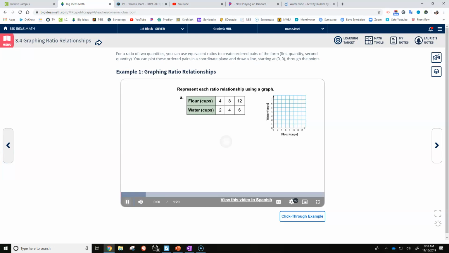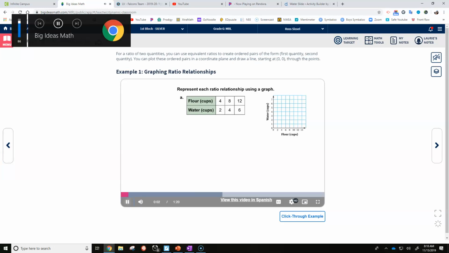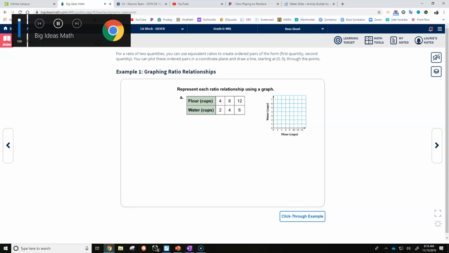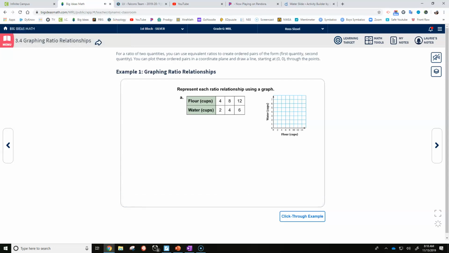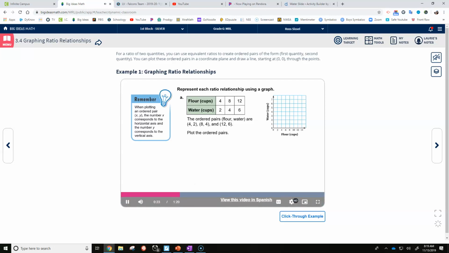All right. Represent each ratio relationship using a graph. Part A. Use the equivalent ratios 4 to 2, 8 to 4, and 12 to 6 to create ordered pairs. The ordered pairs, flour, water, are 4, 2, 8, 4, and 12, 6. To graph the ratio relationship, start by plotting the ordered pairs. Now, you see how she got her ordered pairs of 4, 2? Remember, top is X, bottom is Y. So 4 to 2, 8 to 4, 12 to 6. We put those on there, 3 points, and we create our line. Any questions on that?